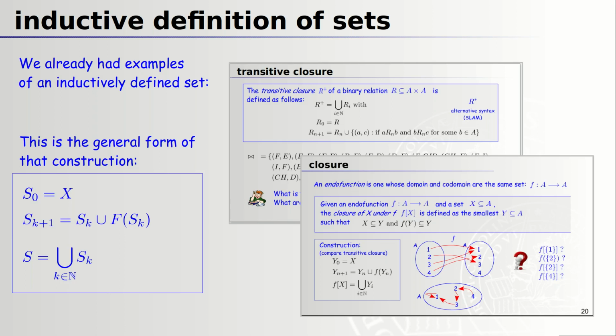The general form of such an inductive definition of a set starts by defining an infinite number of sets like this. We start with S0 and a rule for how to compute from a set Sk the next set Sk plus 1. Note, Sk is always also part of Sk plus 1. So the sets never become smaller. Each step can only add new elements, never remove old ones. Eventually, the set S we want to define is the union over all these sets Sk.